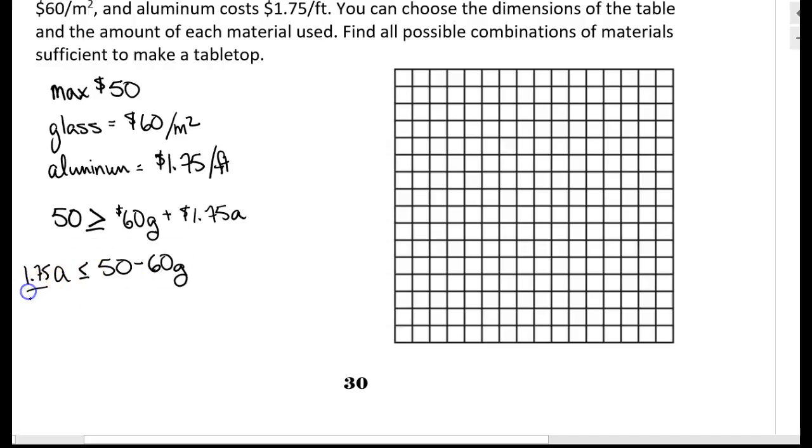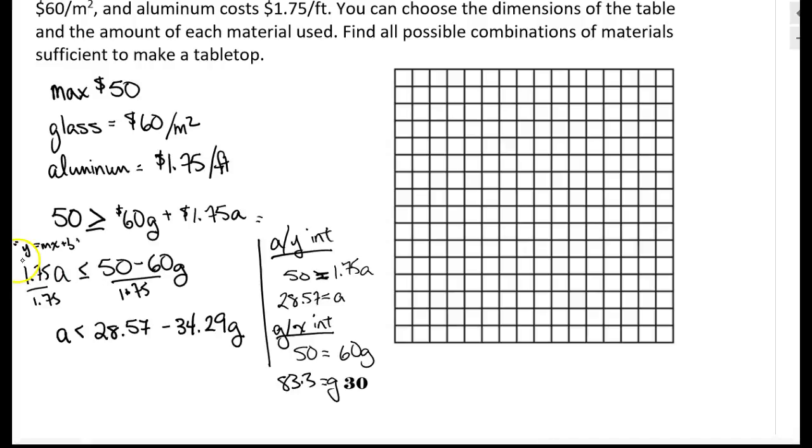Okay, so I get that, divide by 1.75. Okay, so this is where my y equals mx plus b might fall apart because I'm dealing with all sorts of crazy decimals. So you might want to use our other strategy of finding our intercepts. So you'll see I've solved for my y equals mx plus b form, and I set my a variable as my dependent. So I did the same thing over here, and I did the intercept method as well. So in that case, a or my y-intercept would be 28.57, so that kind of jives with this. And then I got my x-intercept, aka g, to be 83.3.